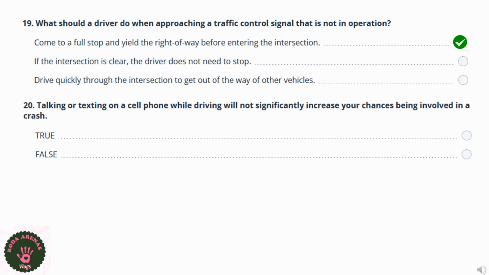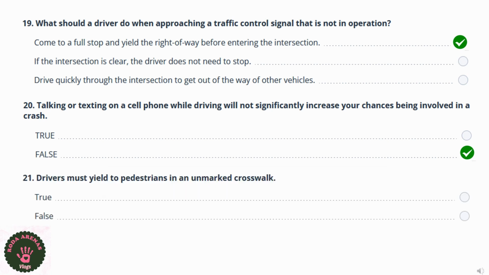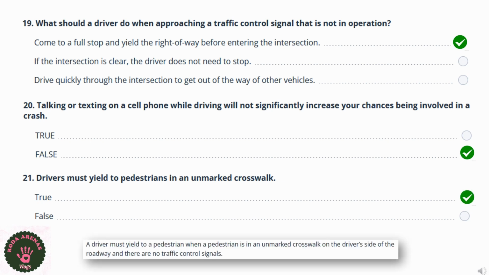Talking or texting on a cell phone while driving will not significantly increase your chance of being involved in a crash. True or false? The answer? False. Drivers must yield to pedestrians in an unmarked crosswalk. The answer? True.